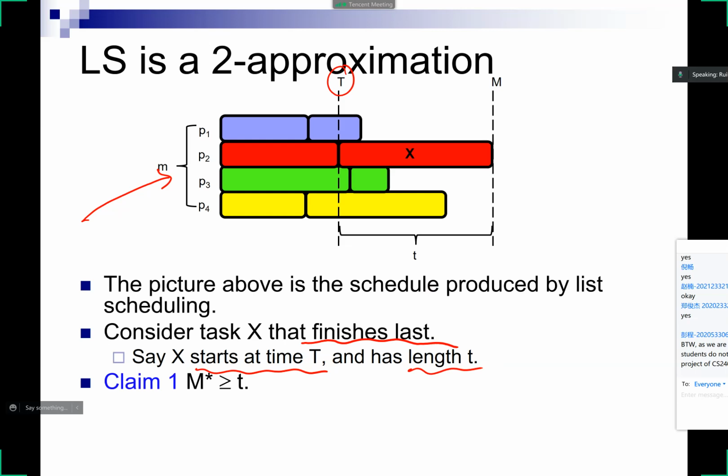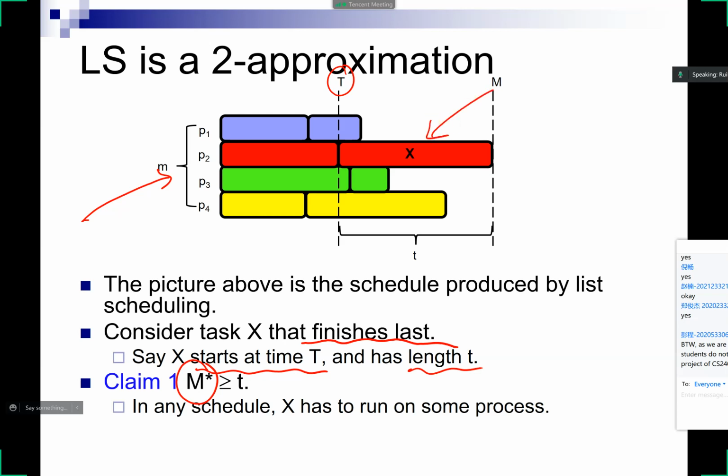Okay, all right, so now we're going to prove some claims. The first claim is that the optimal schedule, the optimal makespan, has to be at least little t. And the reason is simply that you've got this job x of size t, and one of the processors has to do that job.